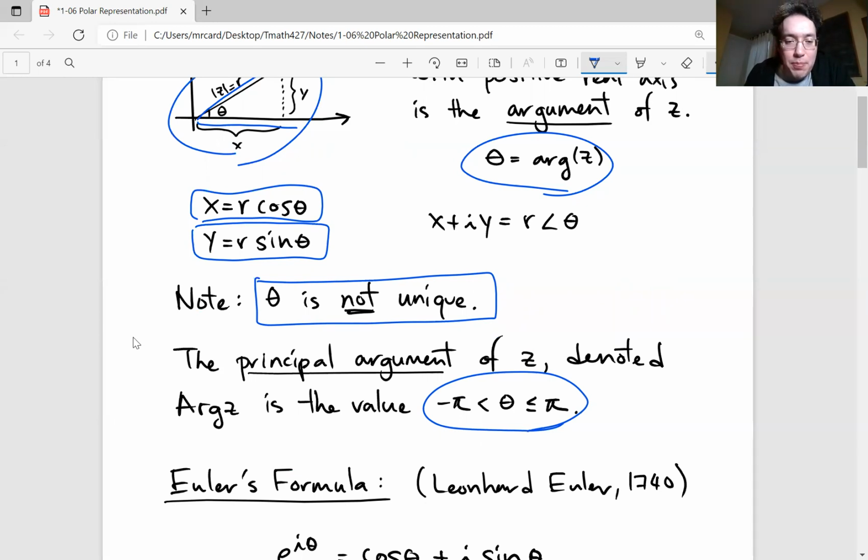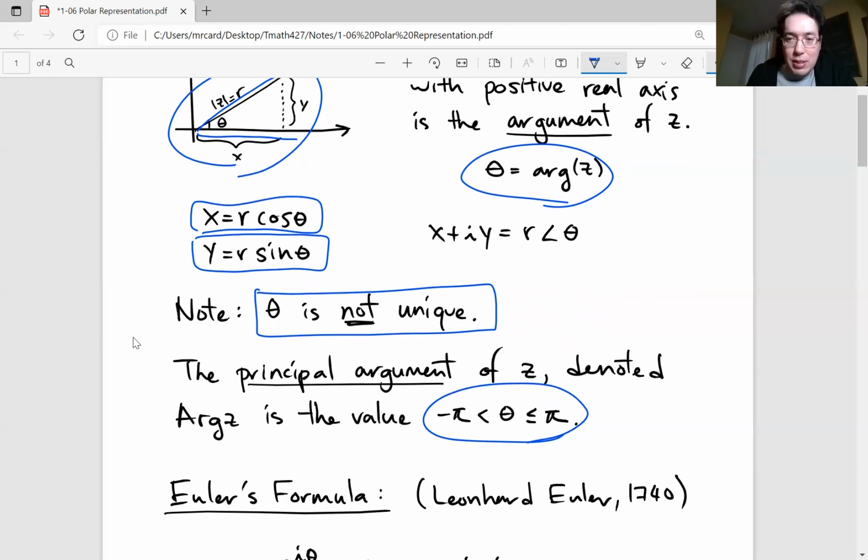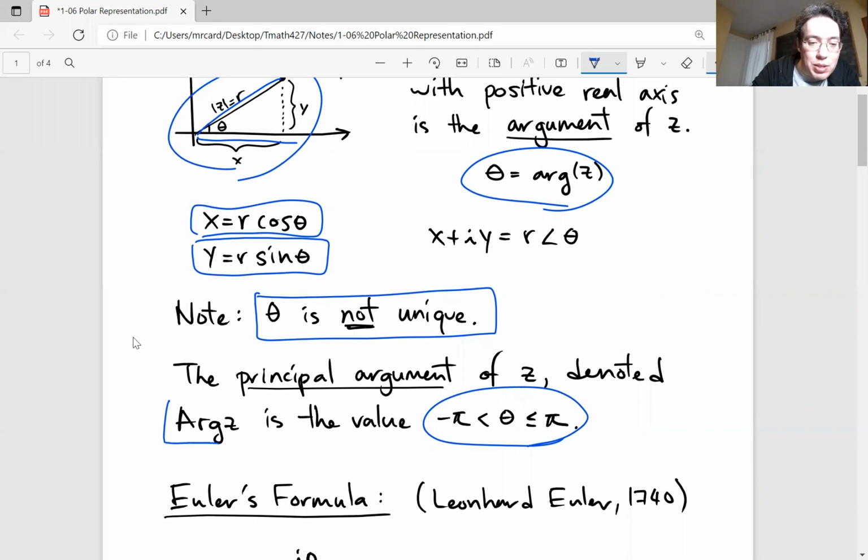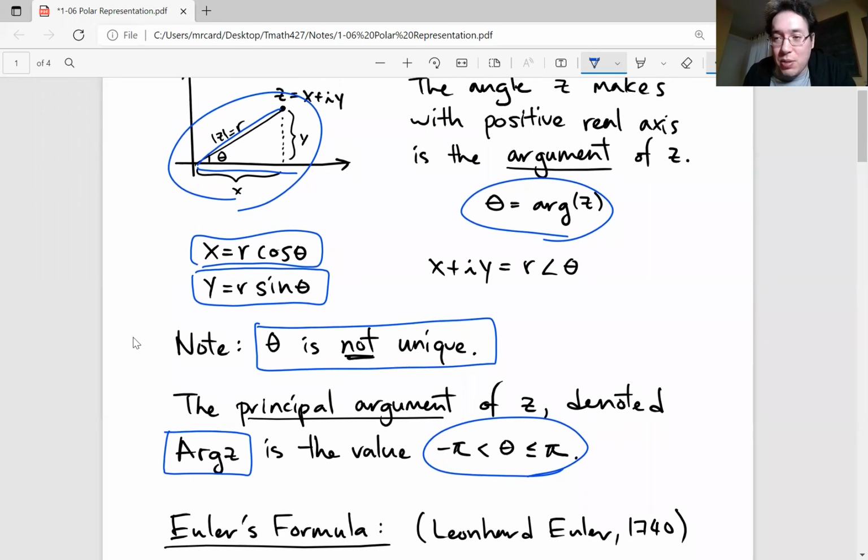So when we want to talk about the principal argument, we're going to use the notation capital A arg of z, right? So if I use lowercase, then it could be possibly many different angles. If I want to fix one particular angle, I will use the capital A, and that's going to be the notation we're going to be using.